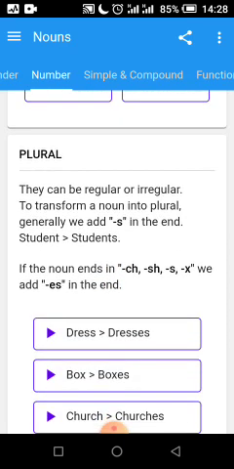And the plural forms, they can be regular or irregular. The regular types are the ones you add s to. The irregular types, you may not add s to them. You add some other things. So to transform a noun into plural, generally we add s in the end, like student and students. If the noun ends with ch, sh, s, and x, we add es to the end of the nouns.